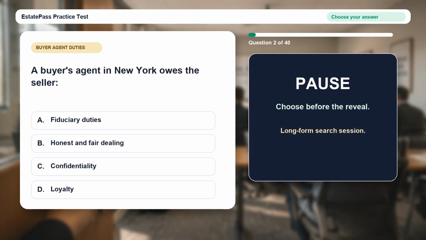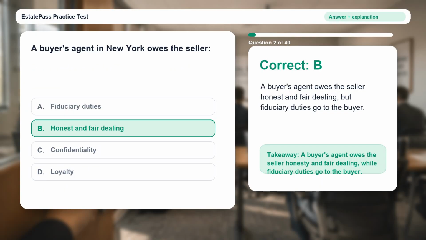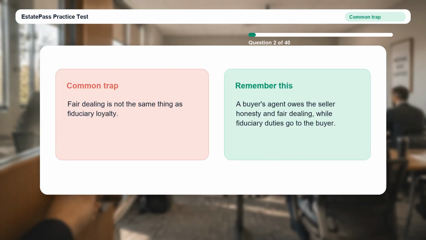Question 2. A buyer's agent in New York owes the seller. Your choices are A. Fiduciary duties, B. Honest and fair dealing. The correct answer is B. Honest and fair dealing. Explanation. A buyer's agent owes the seller honest and fair dealing, but fiduciary duties go to the buyer. Common trap. Fair dealing is not the same thing as fiduciary loyalty.